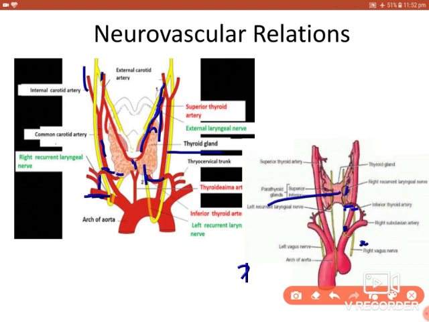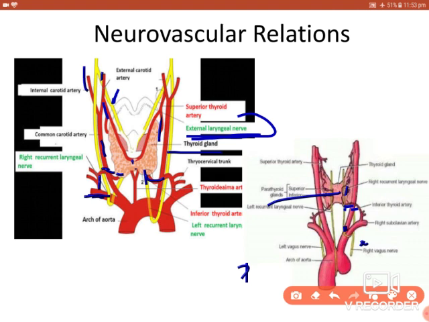So in the superior aspect, here is a nerve. This is the external laryngeal nerve. You're seeing the superior laryngeal nerve of the vagus divides into external laryngeal and internal laryngeal. So this is the external laryngeal nerve. It is along with this artery, that is the superior thyroid artery.